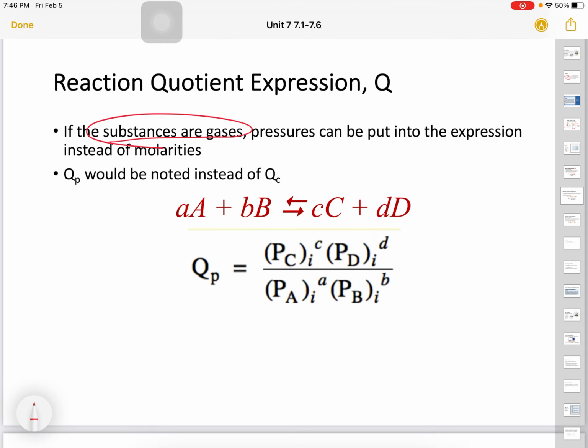Now, if your substances are gases that you're working with, you may be asked to write an expression in terms of pressure, okay? So it would say QP. Now, the deal with that is, instead of brackets, which only denote molarity, you would put pressures in those spots, pressure values that they would give you. You're not guessing these numbers or anything. They're giving you the numbers. Or you might just have to write the expression. But the format's exactly the same. It's just pressures instead of molarities.